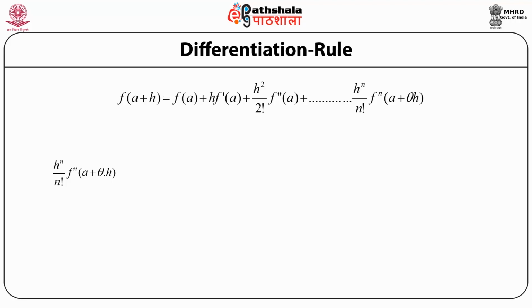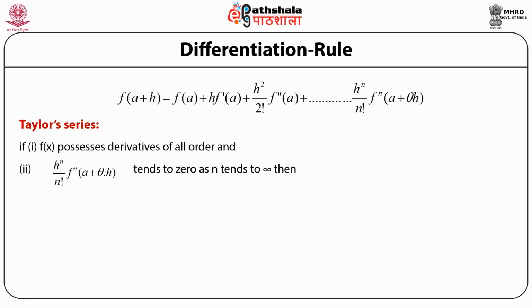But f n is not multiplying the function f, it is the nth differential with respect to the independent variable, and the argument is going to be a plus theta h. So the Taylor series: if f of x possesses all derivatives of all order and h power n by n factorial f nth of a plus theta h tends to 0 as n tends to infinity, then the Taylor theorem becomes Taylor series. That means the top one becomes Taylor series.